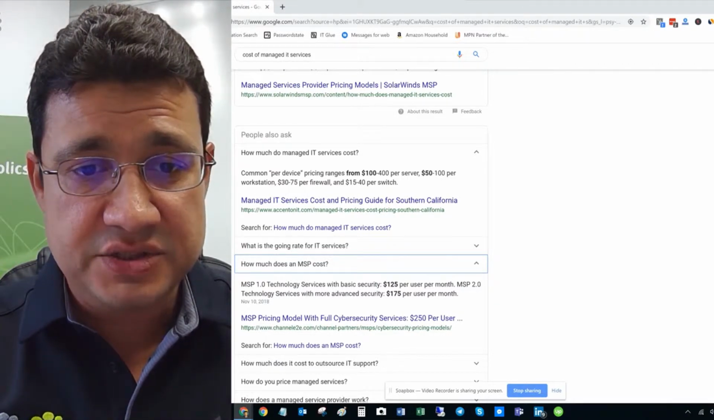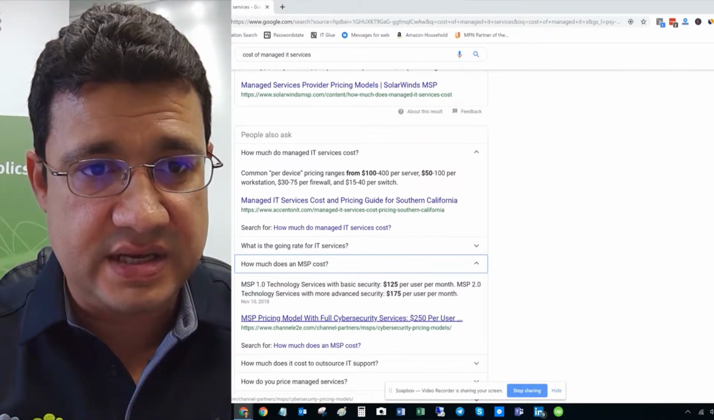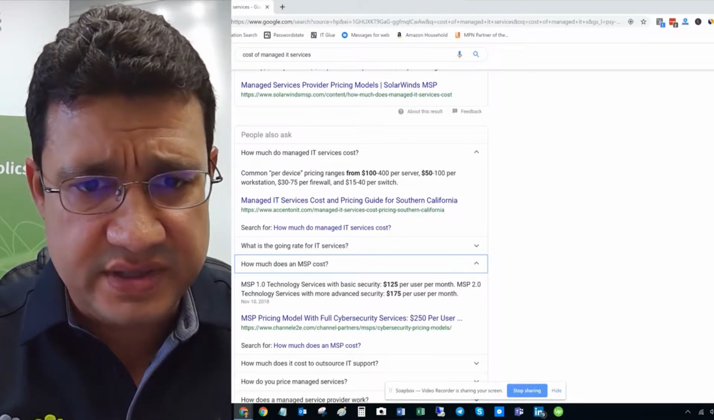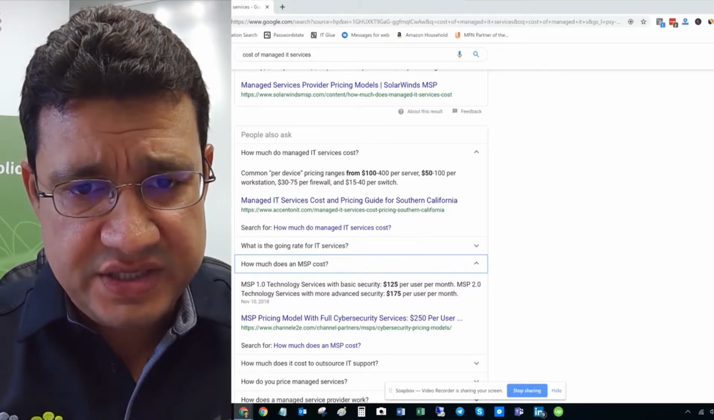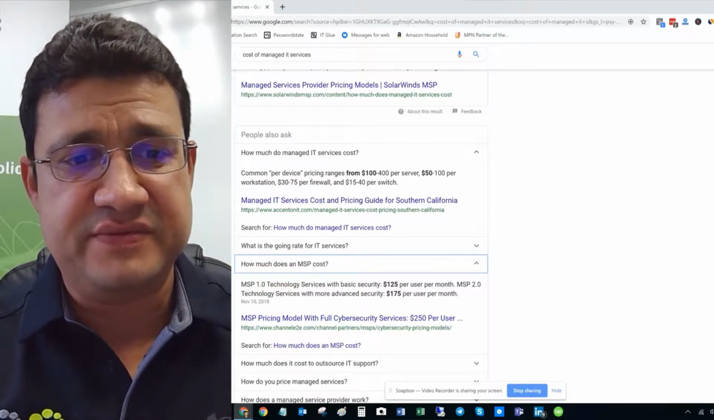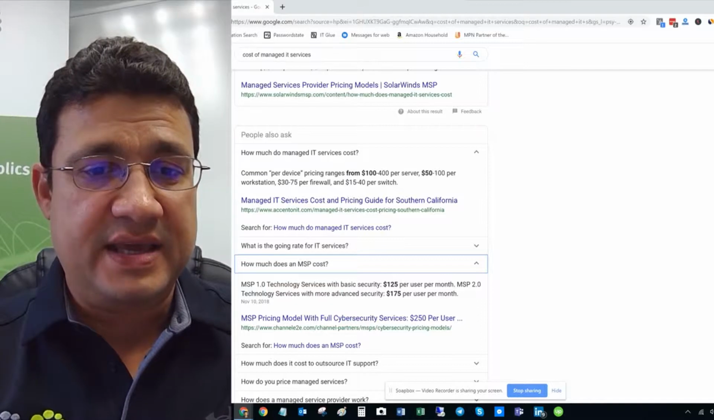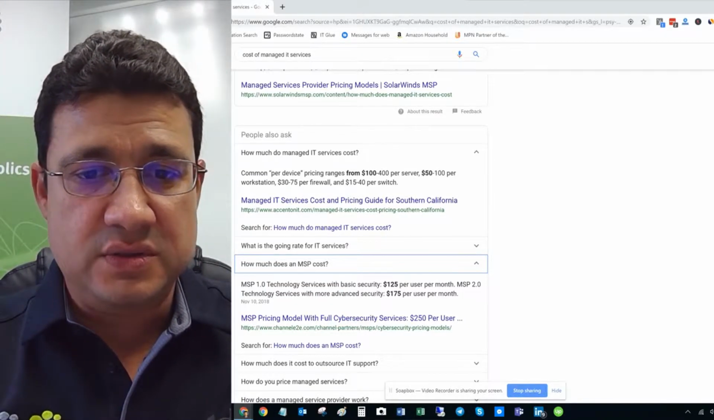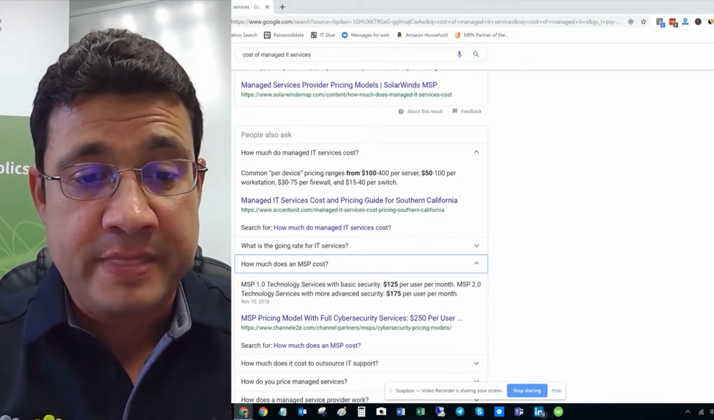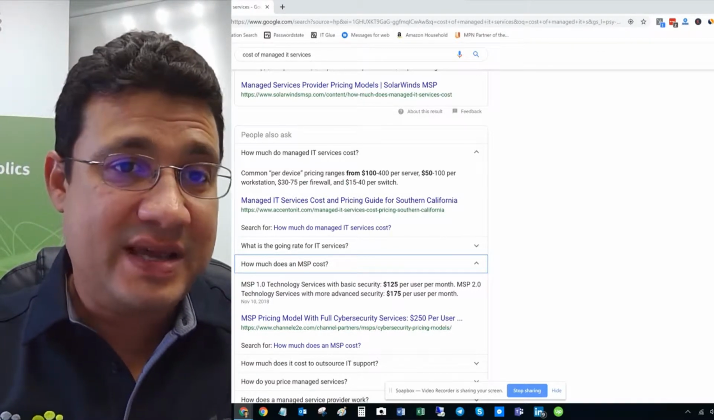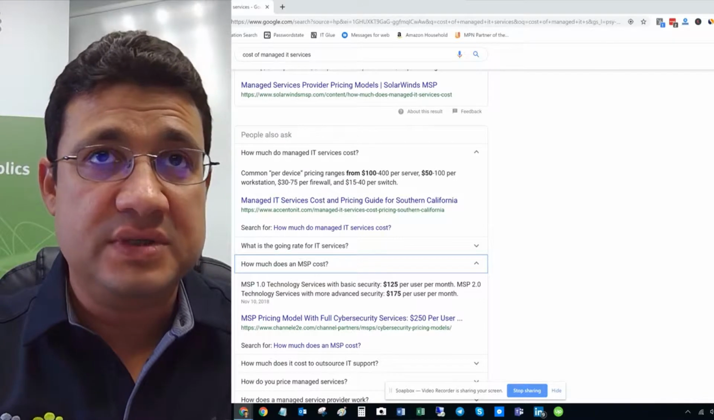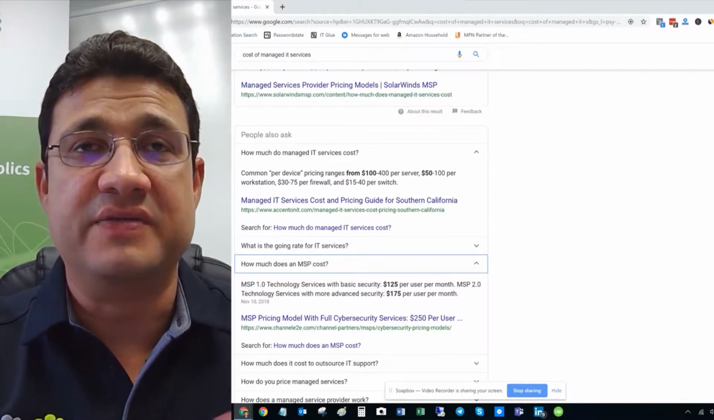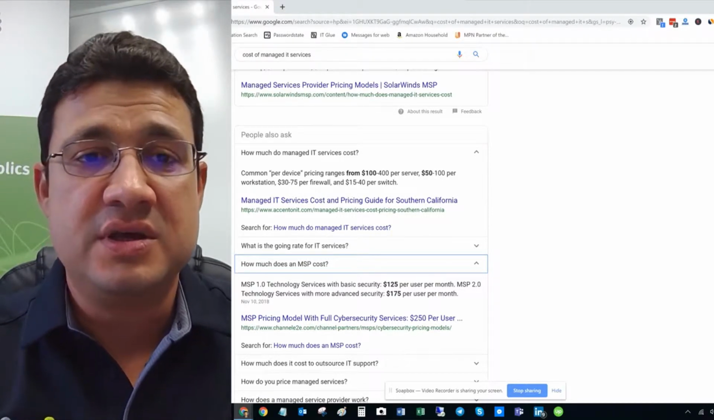MSP Technology, and this is a different source. This is not SolarWinds or Accent on IT or whatever that is. So they're saying the range is $125 to $175, depending on what features are included, what if CIO services are included, and so forth. So that helps you understand that, okay, these guys are not completely out of their mind. I guess they're in the range.